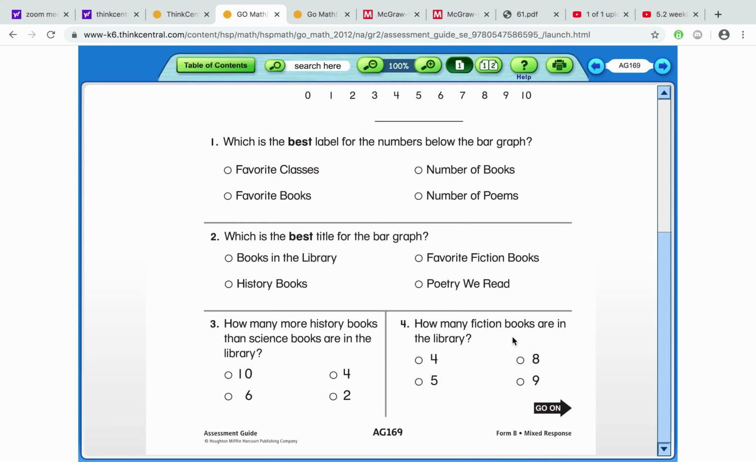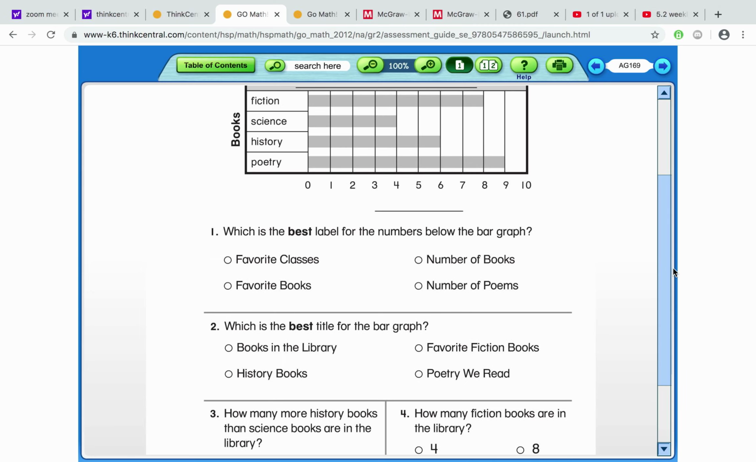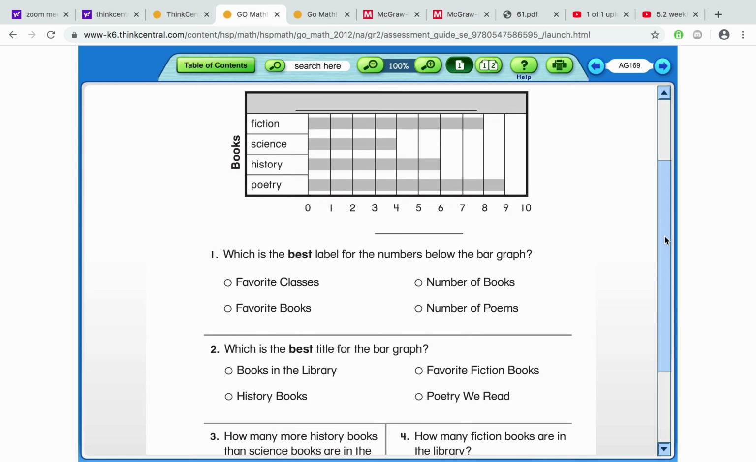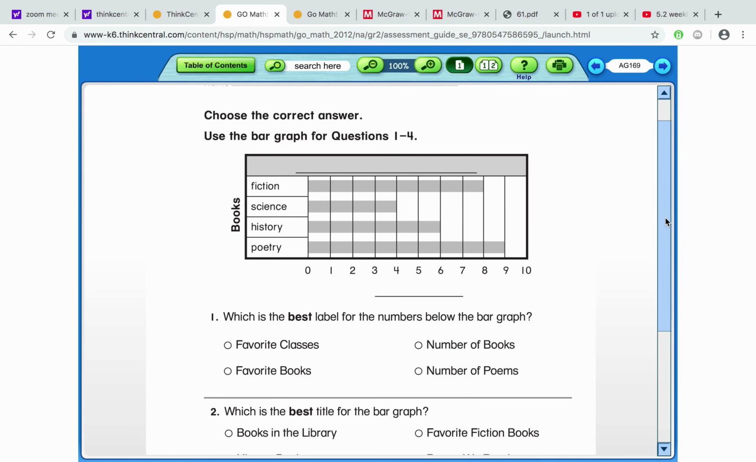Number 4, how many fiction books are in the library? And you just kind of go up there, and that's a pretty straightforward question. Take a look at the fiction, go all the way across, and you will get your answer for that one.